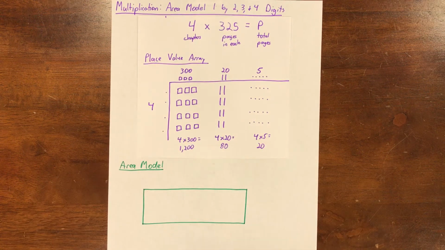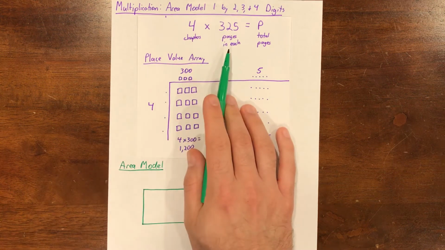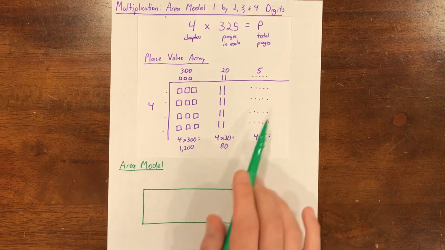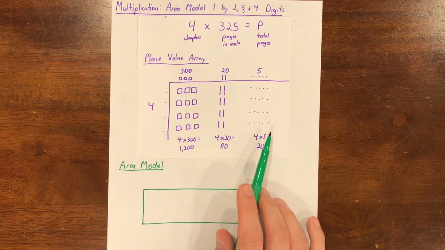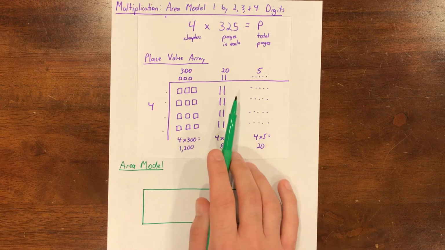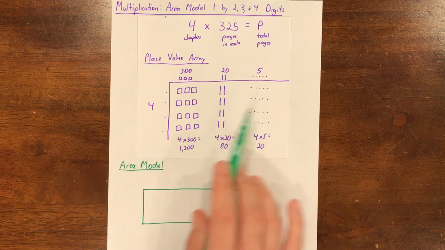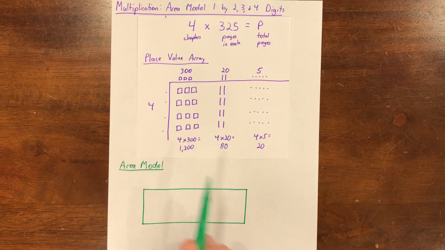Great. And what do you think the side lengths will be for this rectangle? Why? Say it out loud. Right, 4 and 325. Just like when we set up our array of place value blocks. They were telling us the rows and the amount in each row.